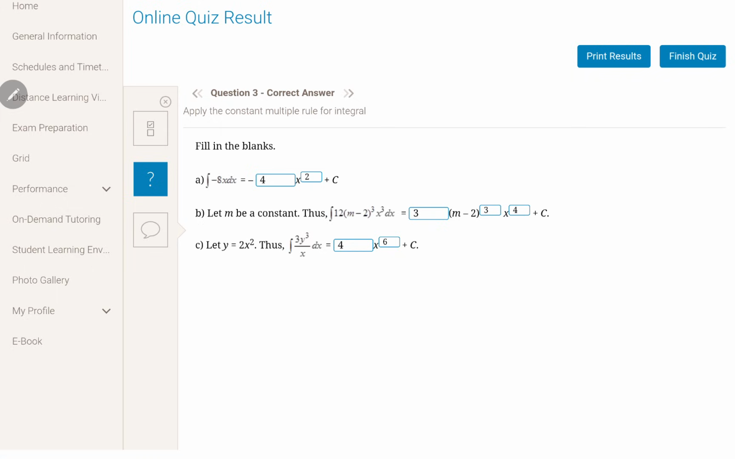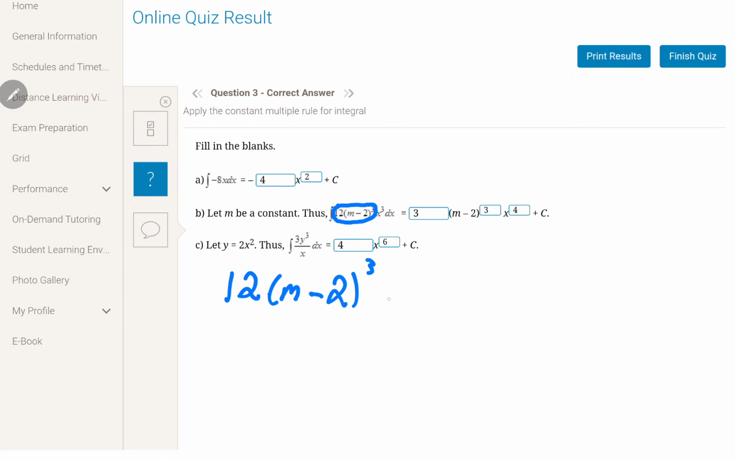Okay, let m be a constant. Thus, the integral of 12 into m minus 2 cubed, x cubed dx. So they told me for part b, let m be a constant. Now, don't let them fool you and take this as u substitution. Don't. This is not x. Remember, it's with respect to x, and they told you m is a constant. So you can take this whole thing out, right? 12 into m minus 2 cubed.